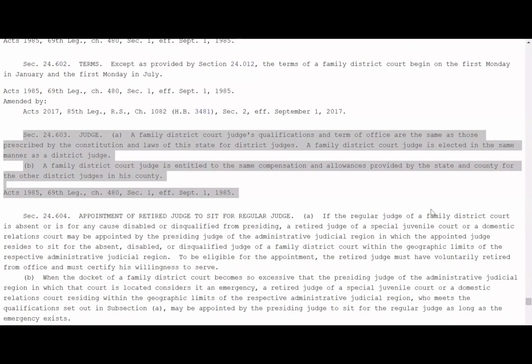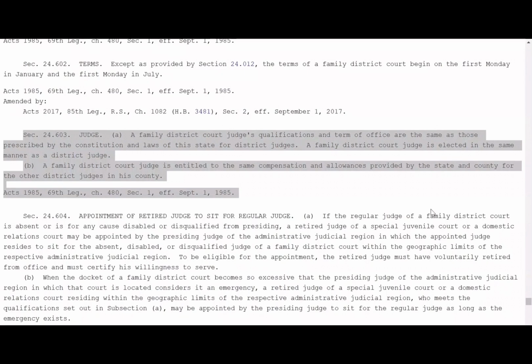So let's go to Chapter 24 of the Texas Government Code. If you go to Texas Government Code Chapter 24, Section 24.603, you're going to see judge. And this is the definition of a family district court judge.